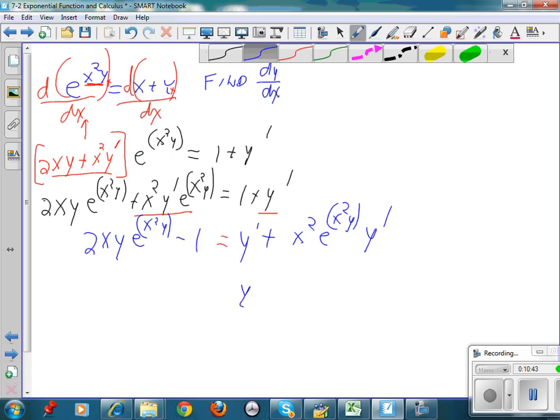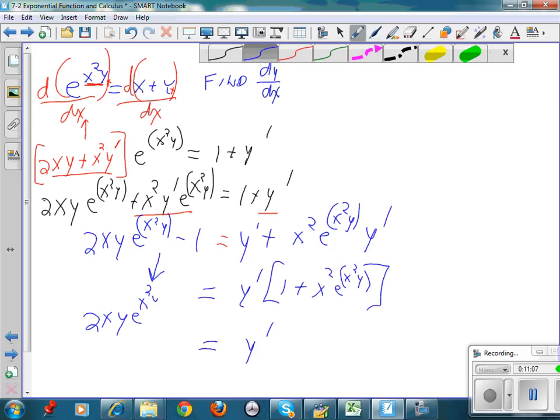So y prime, I can factor that out. y prime times (x squared e to the x squared y minus 1) is equal to this guy. And then y prime is just going to be equal to 2xy e to the x squared y minus 1, bringing that down, divided by this guy, bringing it over, x squared e to the x squared y minus 1.